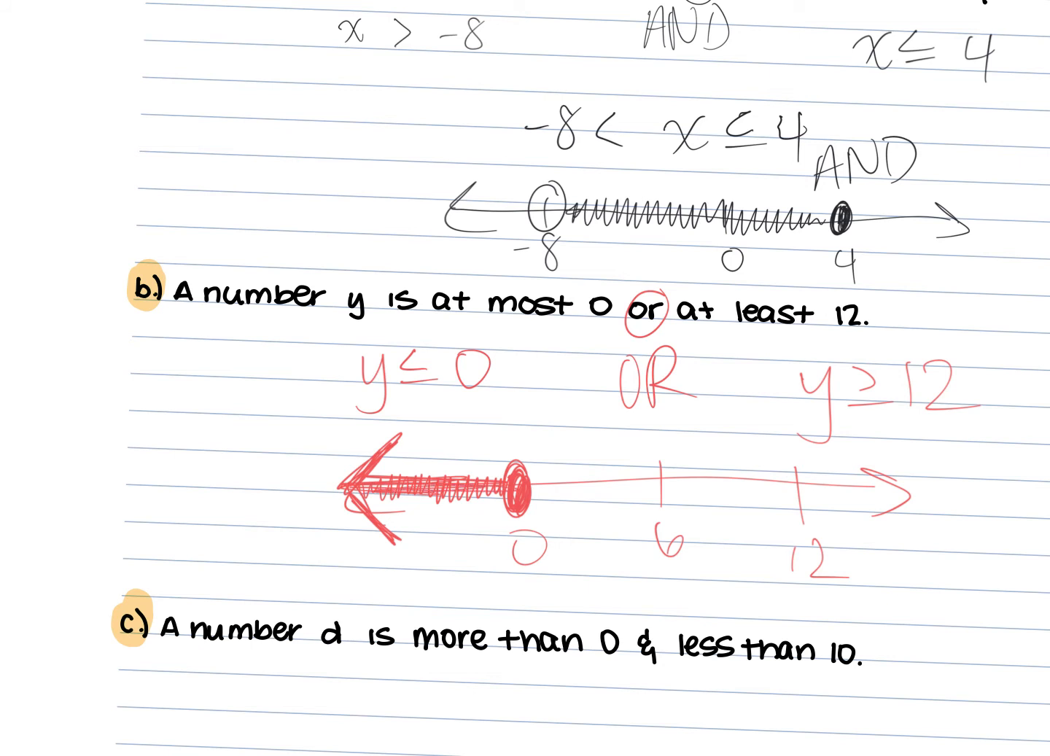Y needs to be greater than or equal to 12. Closed or open at 12? Closed. And then shading to the right or to the left? Right. Does this match what we should expect from an or inequality? Yes. How do you know? It's not shaded. It's shading outside the region. Do you guys see that? Do we see the difference between and or?